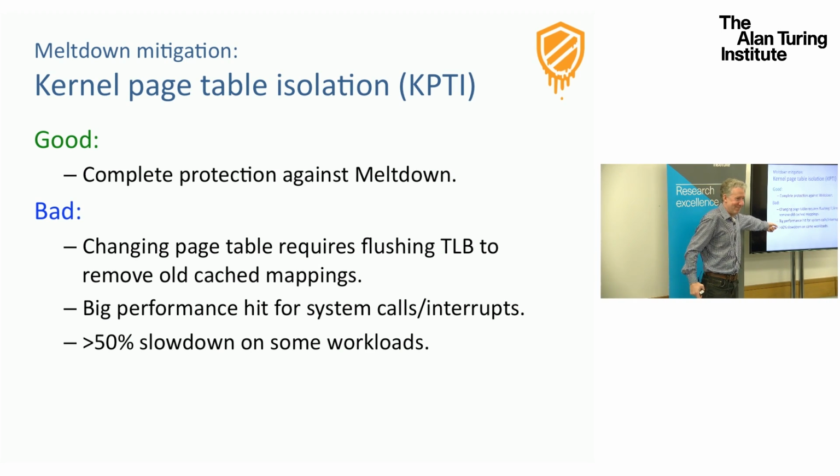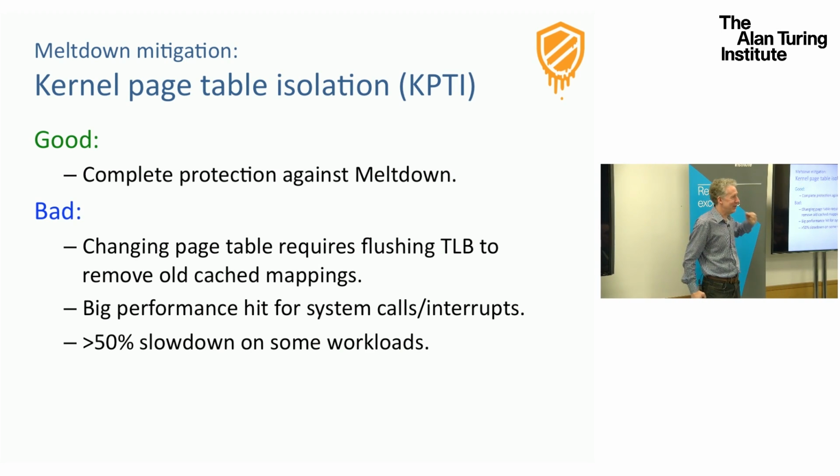People care about optimizing 1 or 2% with CPUs. That's a 50% hit from just working around this vulnerability.